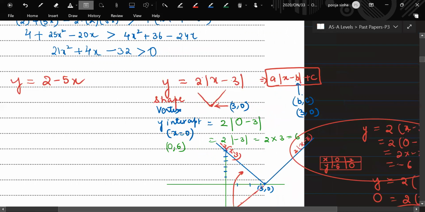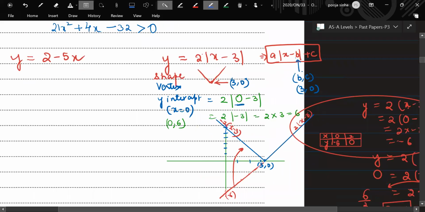We find the vertex by comparing this with our standard form. Here you need to change the sign, so this becomes +3, and +0 becomes the vertex. So (3, 0) becomes the vertex. The y-intercept is when x is equal to 0. So you put x equal to 0: -3, 2 into this whole mod. -3 becomes +3, 2 into 3 is 6.